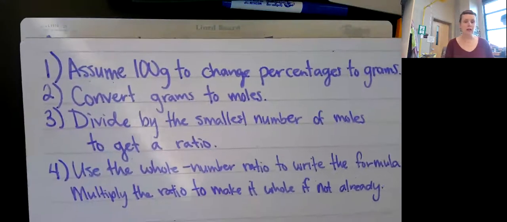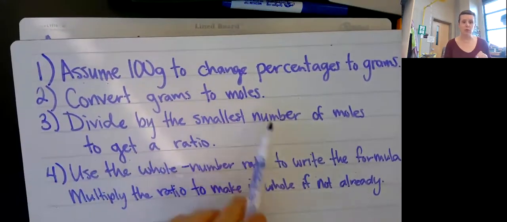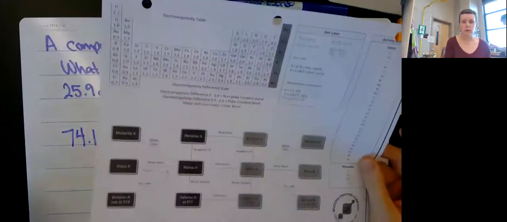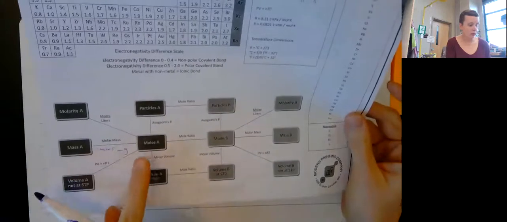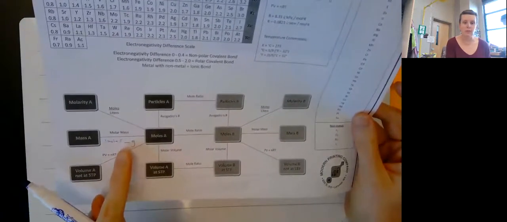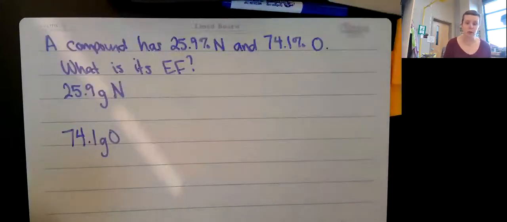So my second step is convert grams to moles, okay? Well, we know how to do that. If you don't remember how to do that, let me find my periodic table. Remember your molar map, okay? If you're converting grams to moles, you're gonna use molar mass. And molar mass is one mole equals a specific number of grams, and that comes from the front of your periodic table as the mass number, okay?